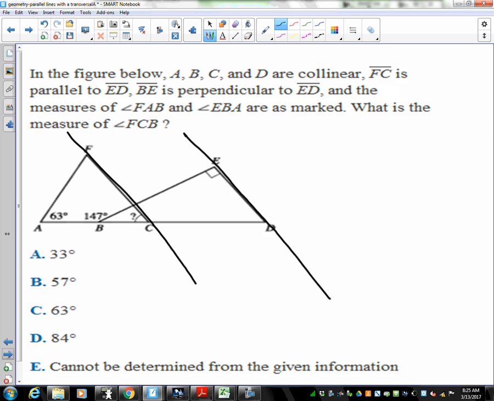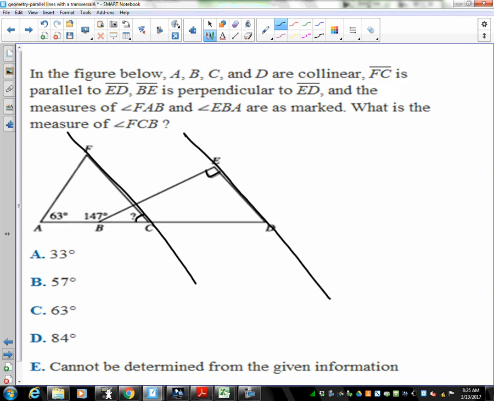That says BE is perpendicular to ED, and we see that from the picture. So we're forming a right angle. And then we've got the measures given for angle FAB and EVA. So we're looking for the measure of angle FCB. Okay, and they've got it marked for us right here.